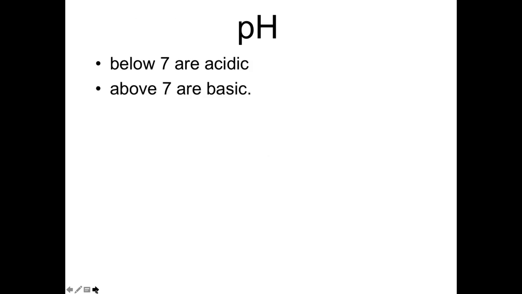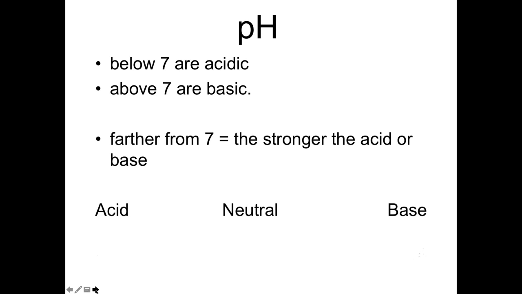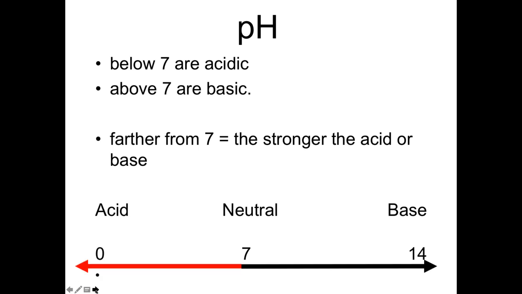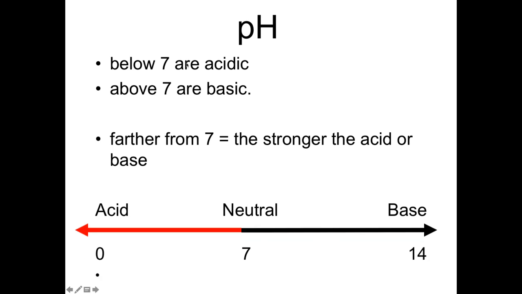So when you look at the pH scale, below 7 is always going to be acidic, above 7 is always going to be basic, and the further from 7, the stronger the acid or base happens to be. It's basically a range. So 6 is going to be less acidic than 2, and 8 is going to be less basic than 15. So that's how that goes.